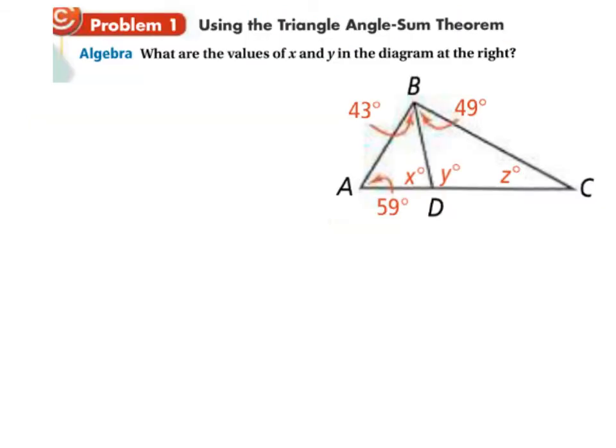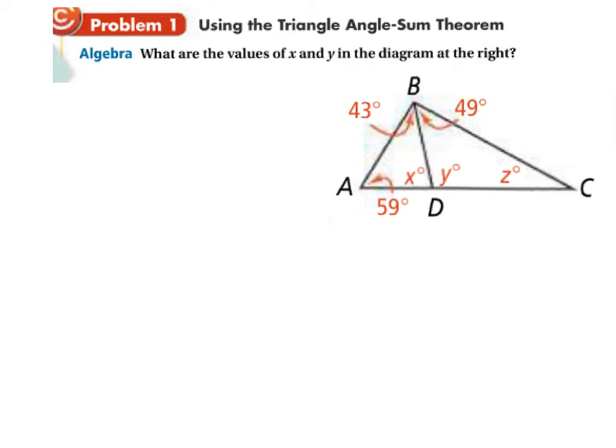So let's go ahead and look at an example using the triangle angle sum theorem. Here you see that we actually have three different triangles: triangle ABC, triangle ABD, and triangle BDC. So three different triangles are included in this picture. Our job is to find the measures of angle X, angle Y, and angle Z using the triangle angle sum theorem. So let's start by trying to find X.